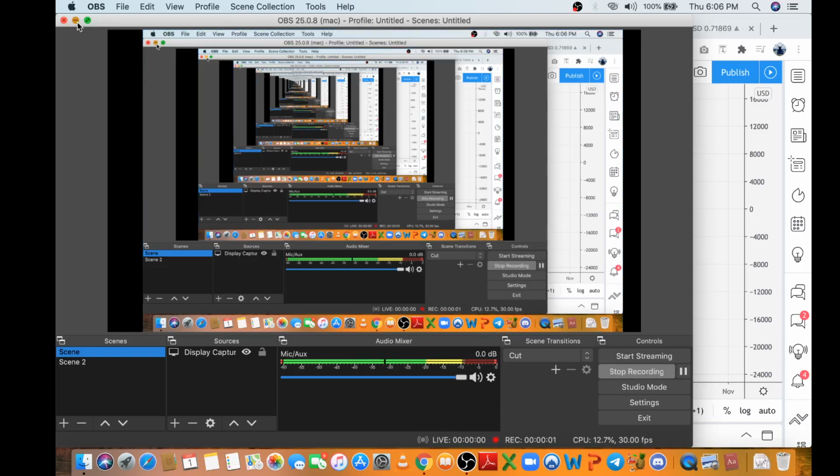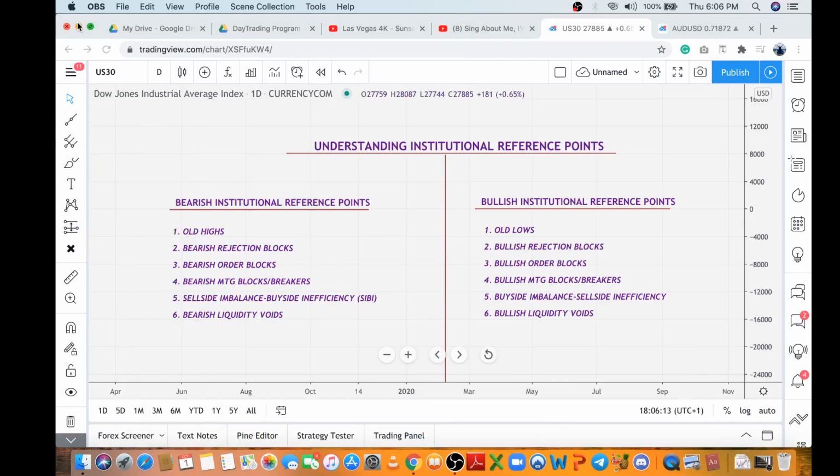Okay, so welcome back to part two of understanding institutional reference points. In part one, we went over the bearish institutional reference points, where we talked about old highs, bearish rejection blocks, bearish order blocks, bearish mitigation blocks or breakers, sell side imbalance to buy side inefficiency, which is what we call SIBI, and also bearish liquidity voids.